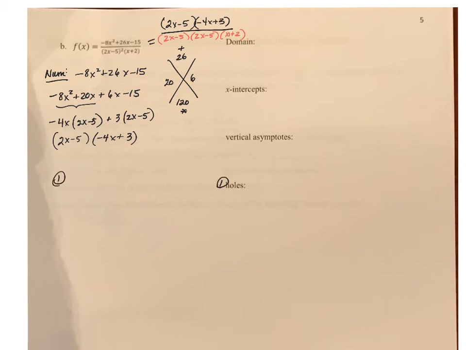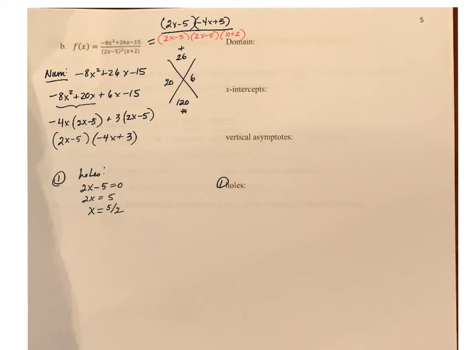Now first step, like we already talked about before, we're always going to find our holes first. So the holes, remember, are the common factors. Okay, I have a common factor of 2x minus 5. So for 2x minus 5, I need to determine what the x value is. So set it equal to 0 and solve. Add 5 to both sides. 2x equals 5, divided by 2. So x equals 5 halves is the location of that hole.